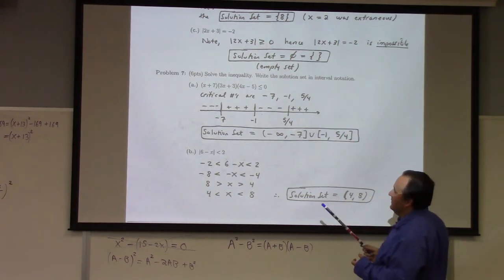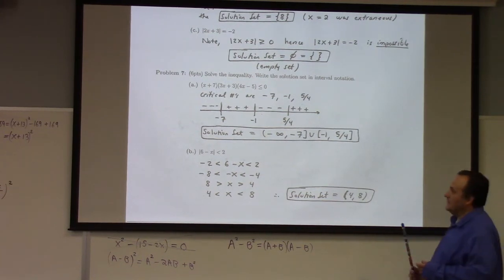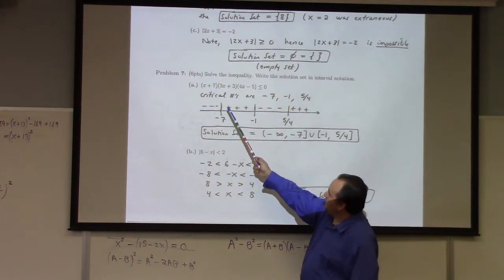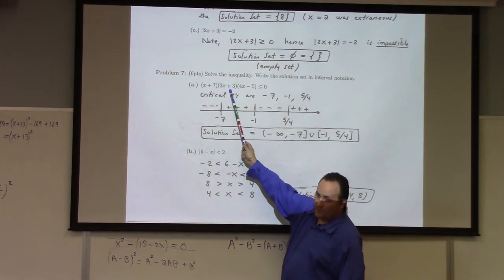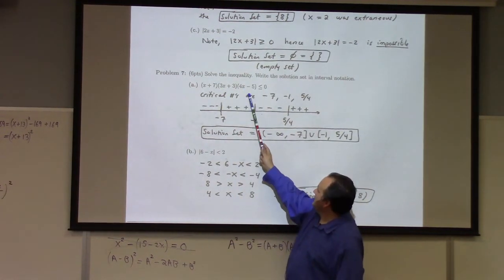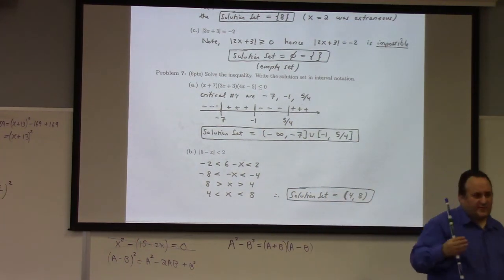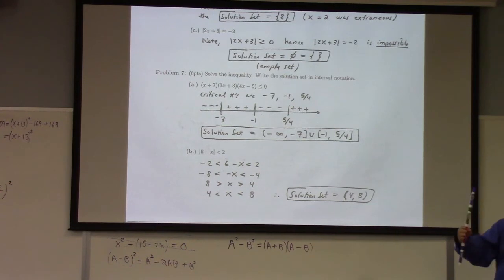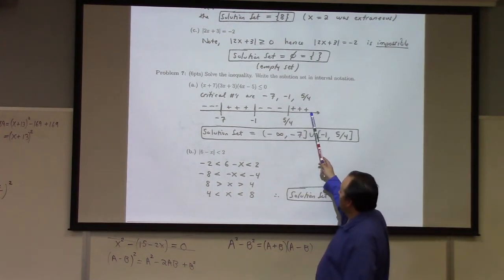So there's A here. I'll walk through it again. So this one, the critical numbers are where this or this or this are 0. In this case, minus 7. Minus 1 makes that 0, right? 5/4 makes this 0. I think some of you put the numbers out of order on the number line. That'll mess you up, right? Anyway, I plug in some points.